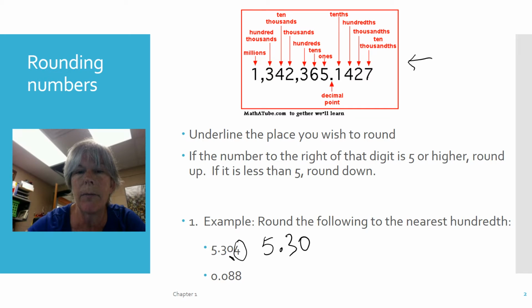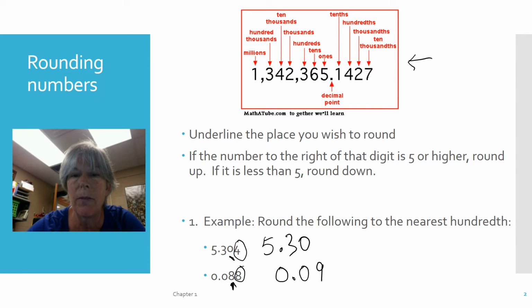5.30. In my next example, the number is 0.088. The first 8 is the one that's in the hundredths place. This is the number that we look at to see if we round up or down. My two choices are to leave it 0.08 or to round it up to 0.09. Since the 8 is in the thousandths place, that rounds it up. This rounds up to 0.09.